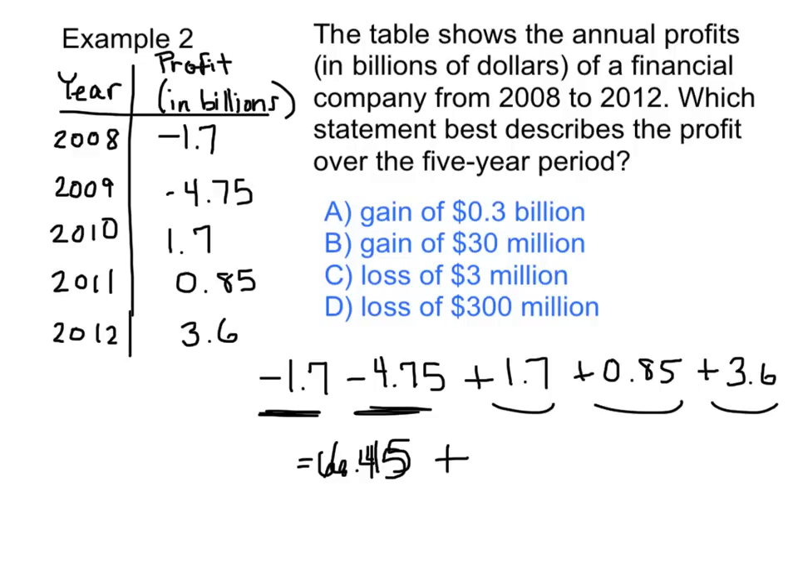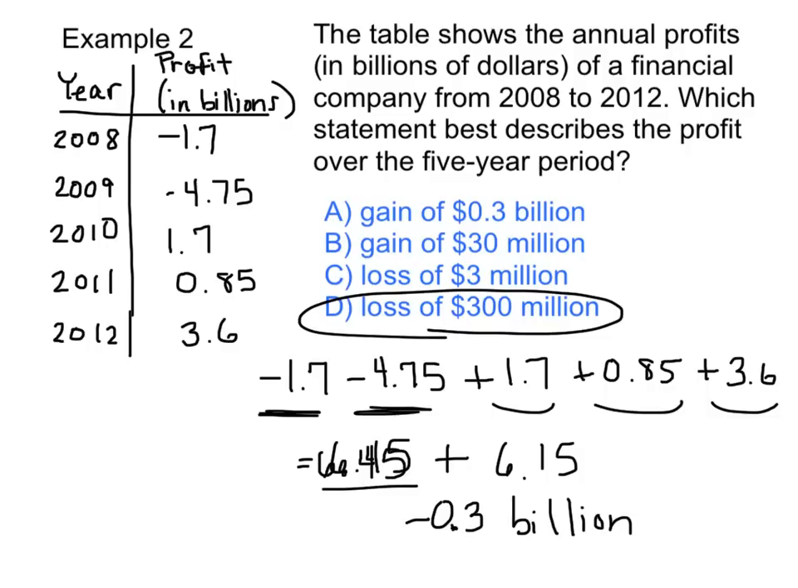Now if we add the positives together, 1.7 plus 0.85 plus 3.6, you get 6.15 billion. Now they are different signs, we subtract them. We have more negatives, so our answer is going to be negative. And that would give us 0.3 billion. Now that's a loss. So we have a loss of 0.3 billion. Well, 0.3 billion is 300 million. So our answer would be a loss of 300 million.